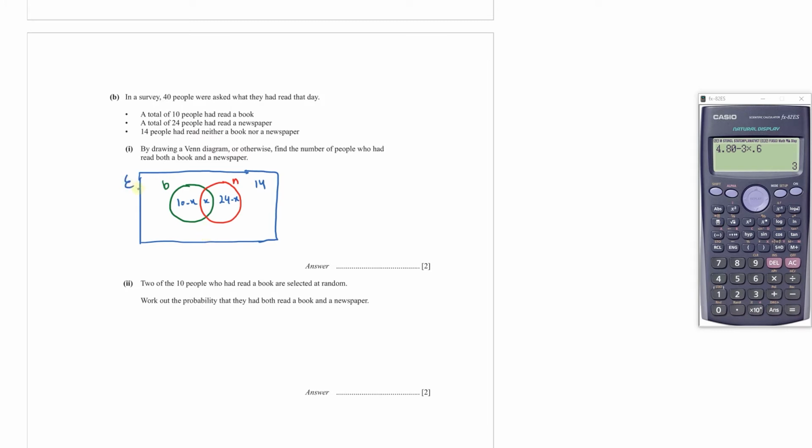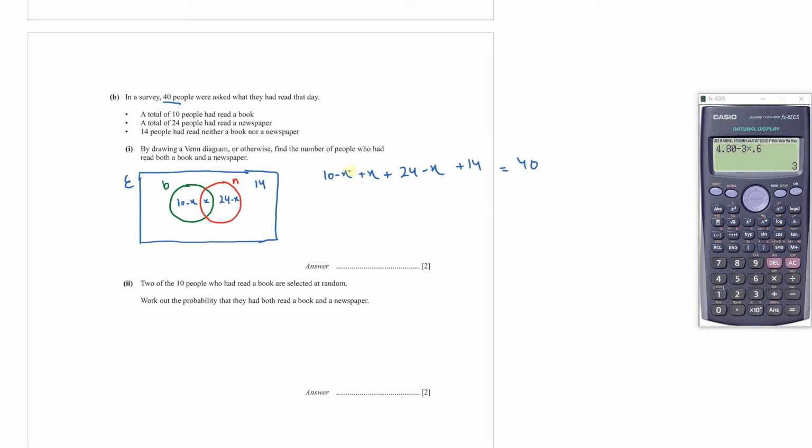So this is your universal set. There were a total of 40 people. So if we add all of these together, 10 minus X plus 24 minus X plus 14 should equal how much? 40.